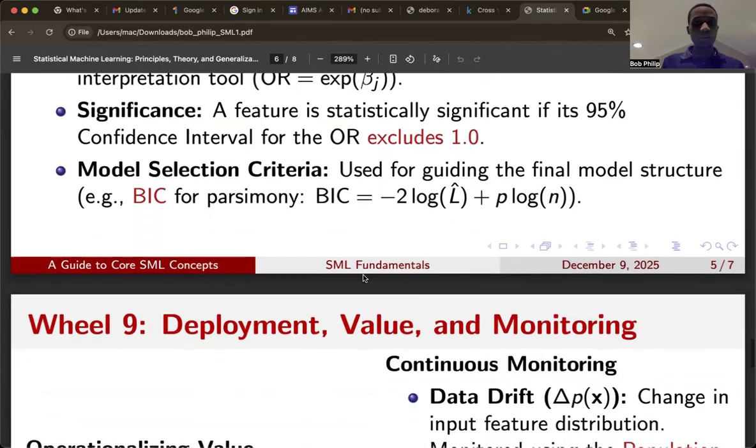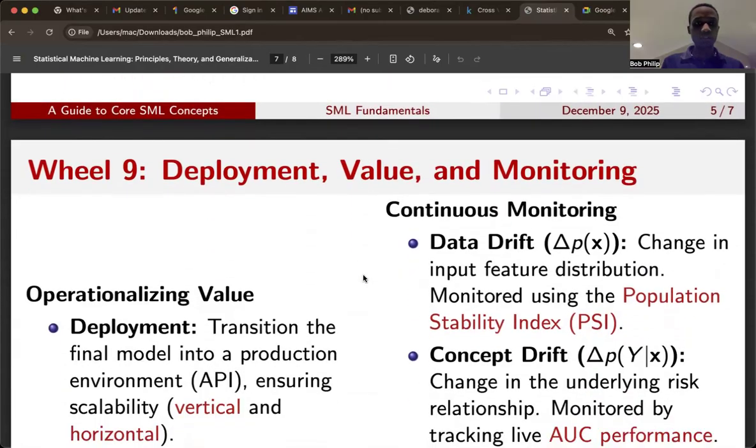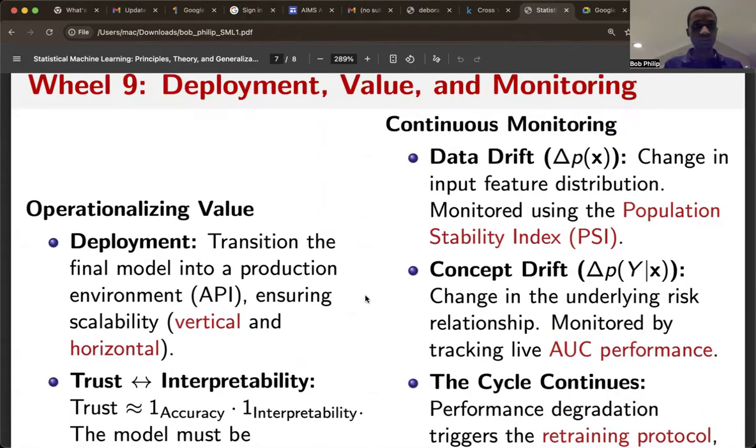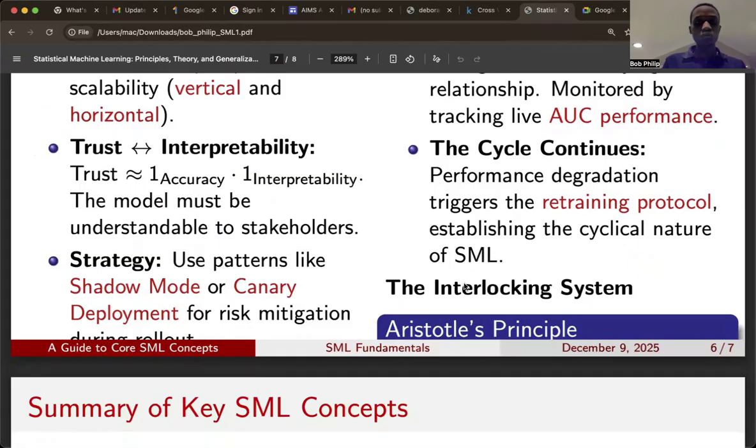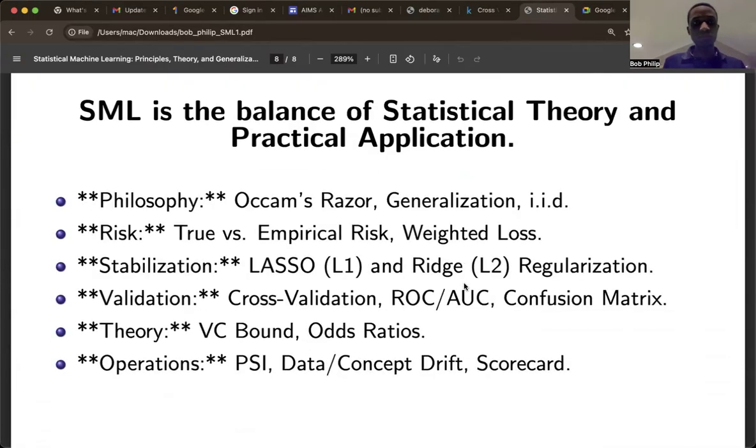How do we do deployment? Deployment is transitioning our final model to a production environment. We ensure that trust in this model is close to one, that it's easy to interpret, and that it can be understood by stakeholders and adjusted in case of changes in the future with time. To close, the key concepts here are generalization, then risks, by looking at true risk, empirical risk, and the weight losses.